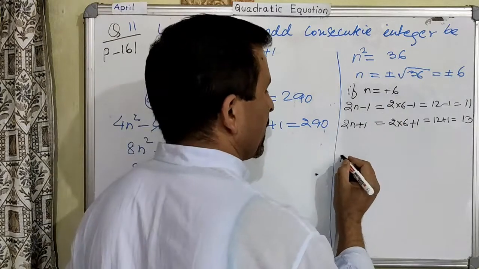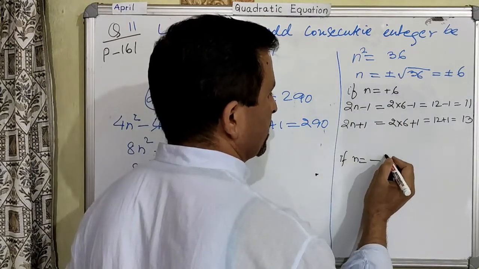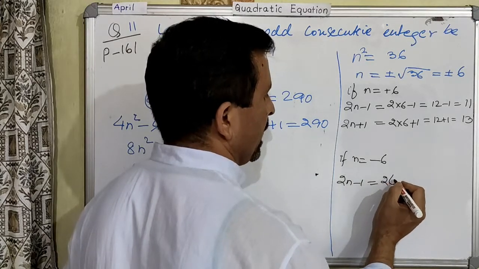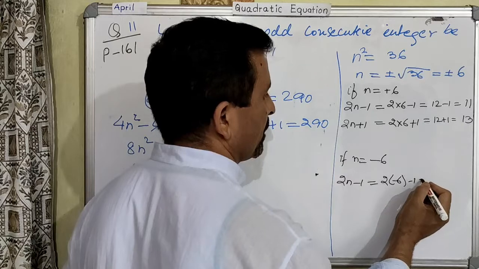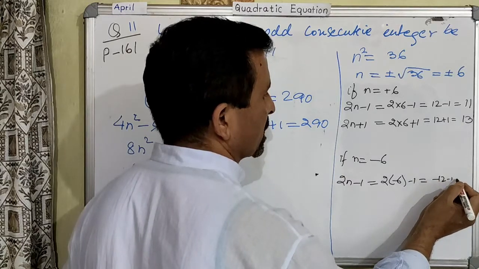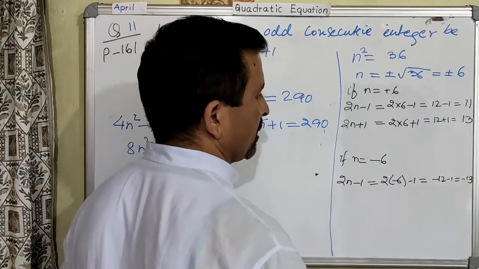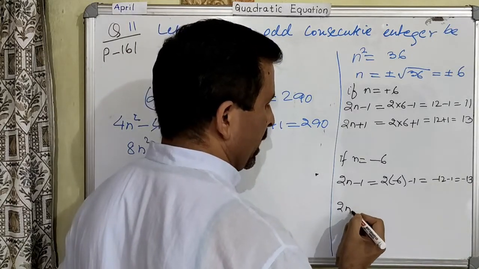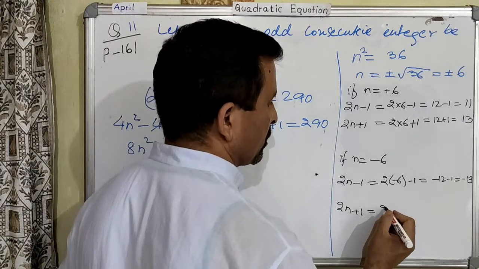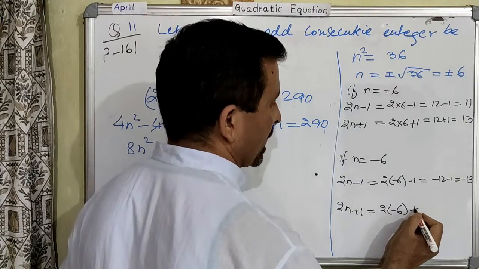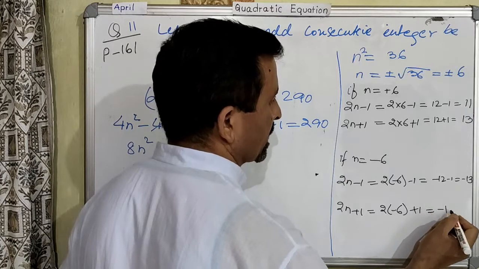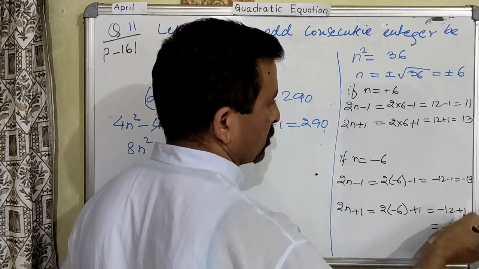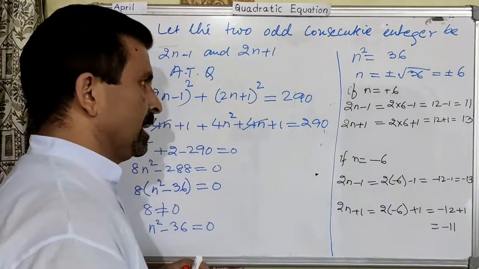Another possibility is if your n is equal to negative 6. Then the first odd integer is 2n minus 1. So 2 into minus 6 minus 1 is equal to minus 12 minus 1 is equal to minus 13. So this will be your first odd integer. Another odd integer can be 2n plus 1 is equal to 2 into minus 6 plus 1 is equal to minus 12 plus 1 is equal to minus 11. So with these two numbers together, this is another possibility.